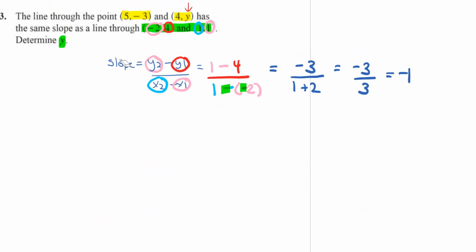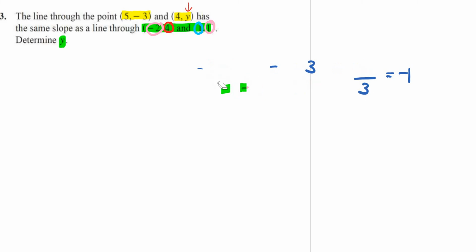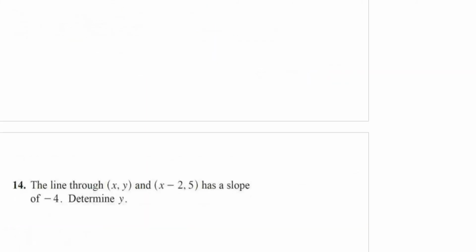Okay, so let me just erase all this. Let me just rewrite this over here. I know the slope here is equal to negative 1. Okay, let's take a look at the rest of question number 13 here.